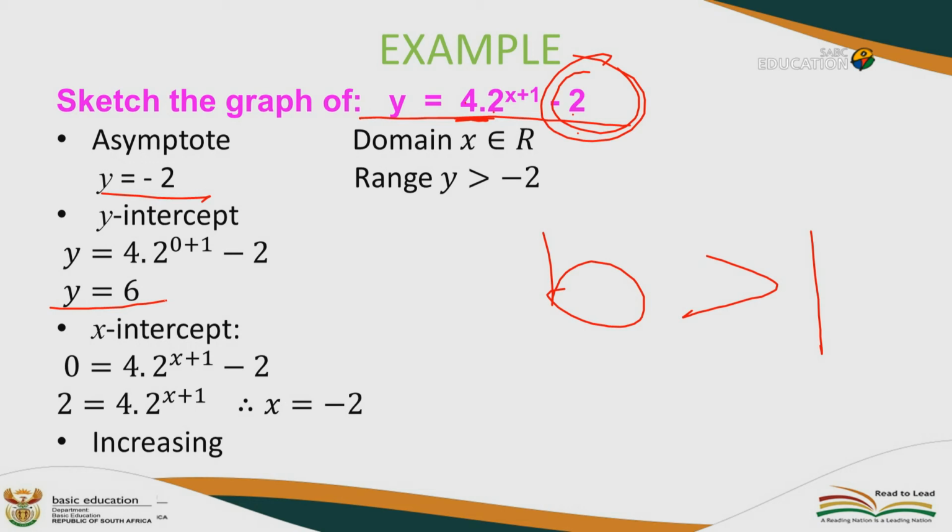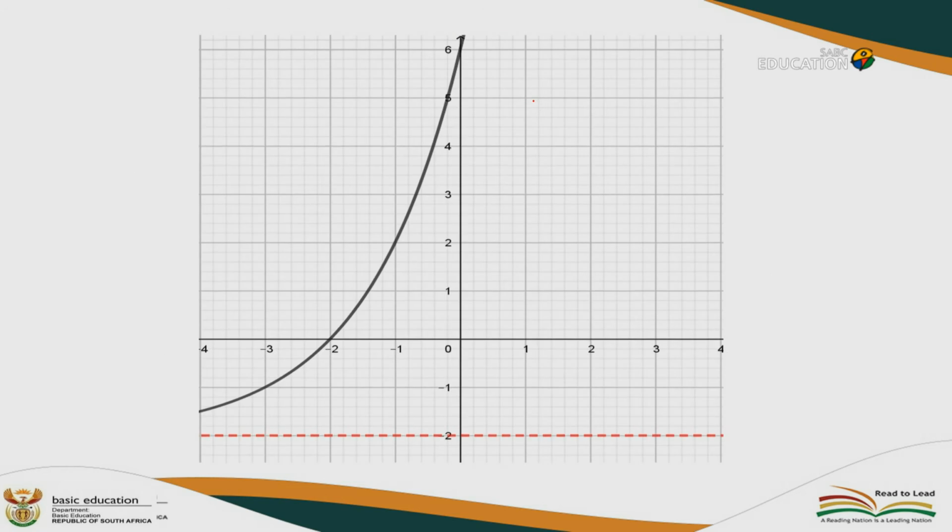X-intercept, our x-intercept will be (x; -2). It's a case of B greater than 1, so our B is 2. And what is our P? Our P is positive, our P is greater than 0. The graph will shift to the left.